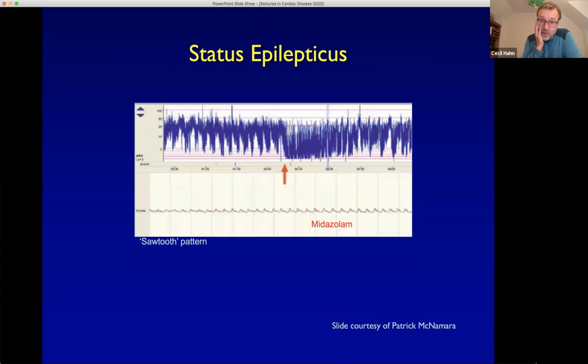And here's what happens when you have status epilepticus or very frequent seizures. You see a pattern like this, which some people describe as a sawtooth pattern. It looks a bit like the teeth on a bandsaw or a handsaw. And when you give midazolam, you can see the effect on the EEG. You suppress the EEG background, and you see this drop in the lower margin, and the seizures go away for a while, but then they start to come back.